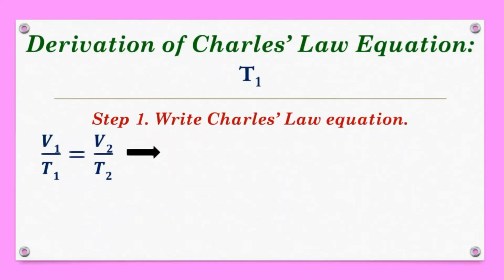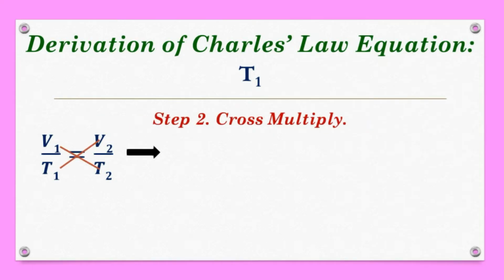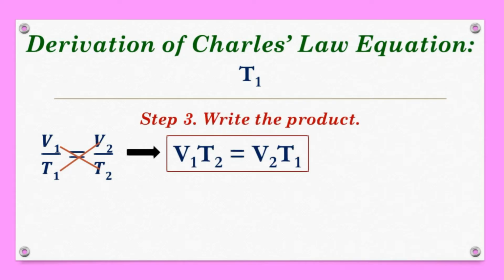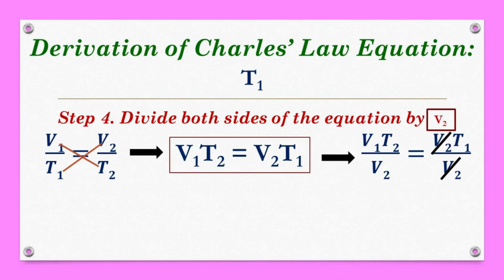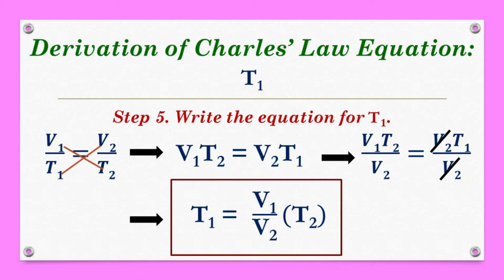For the third one, we will derive the equation for T1. Step 1, write Charles' law equation: V1 over T1 is equal to V2 over T2. For the second step, we will cross multiply. So, the equation becomes V1 times T2 is equal to V2 times T1. For step number 4, divide both sides of the equation by V2 to cancel it out. Now, we were able to derive the equation for T1. T1 is equal to V1 over V2 times T2.